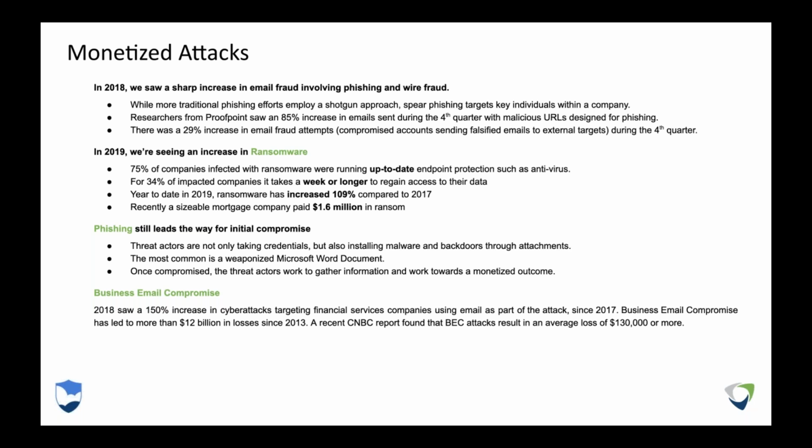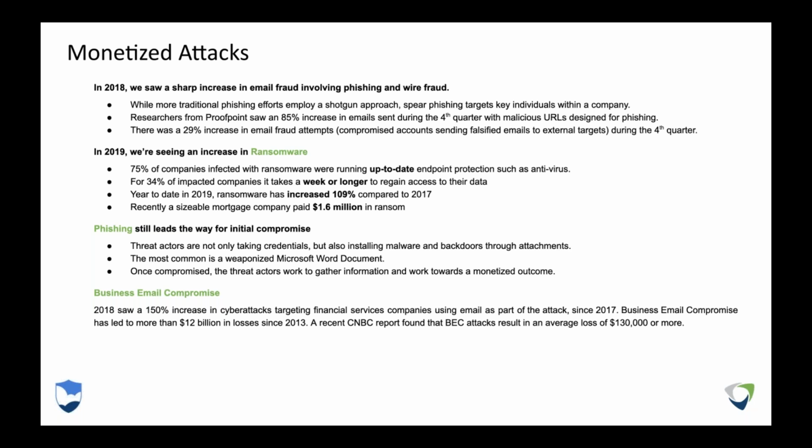And we've seen an interesting trend over the last several years. In 2018, almost following the devaluation of Bitcoin, we saw an increase in email fraud, and this was business email compromise as well as phishing attempts for wire fraud. And the bad guys were really using more of a shotgun approach, right? And it was a numbers game. They'll hit as many targets as they possibly can.